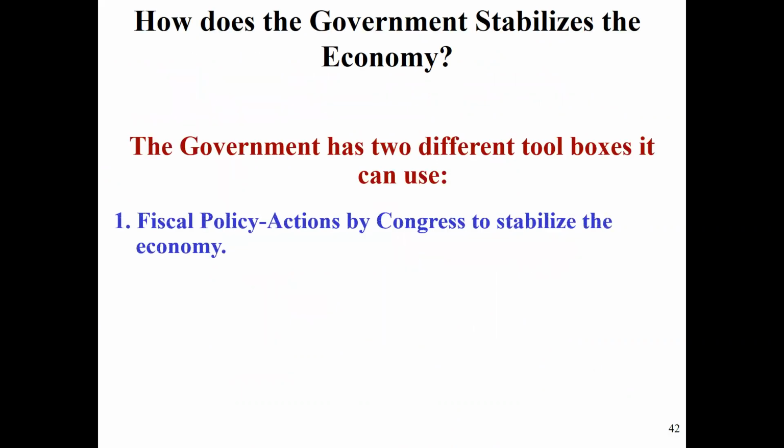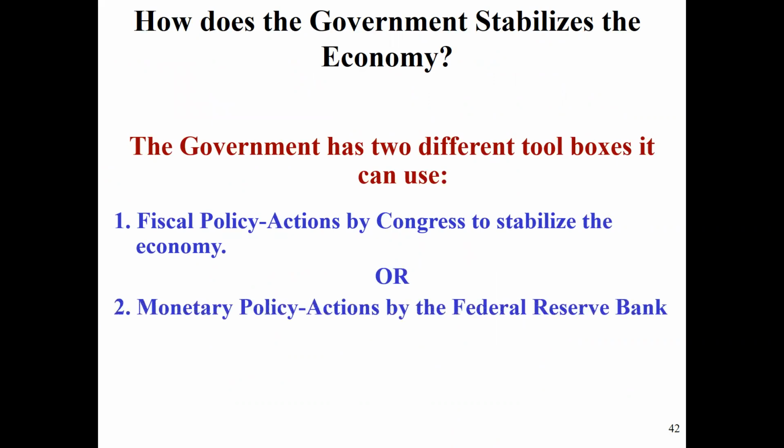Okay, fiscal policy. All right, so government could do fiscal or they could do monetary. We are not combining them. We used to teach them both together. We're just going to get you focused on fiscal. We'll do a separate unit on monetary. Okay, so there's two types.